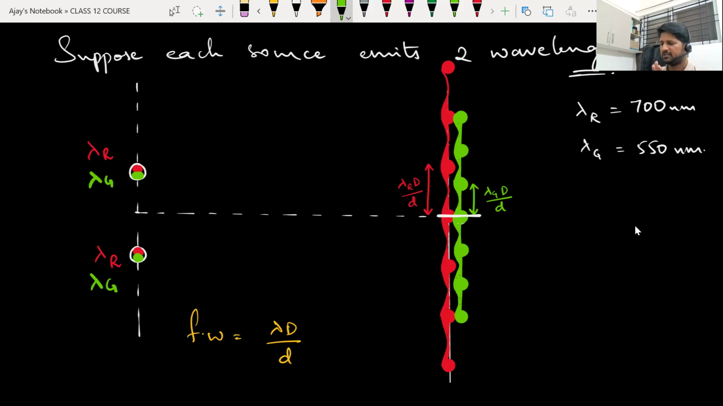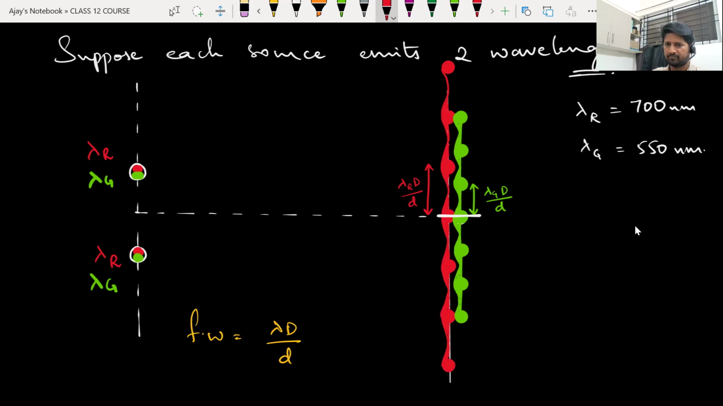See, I took random wavelengths here. I mean, not random wavelengths. Wavelengths 700, 550 are correct only. The pattern I drew randomly. It was a freehand pattern. But you can see the first maxima are not coinciding. Rishi, you visually observe the pattern and tell me, is any maximum of red coinciding with any other maximum of green? No, sir. No, the central maximum. Central is there. Other than central.